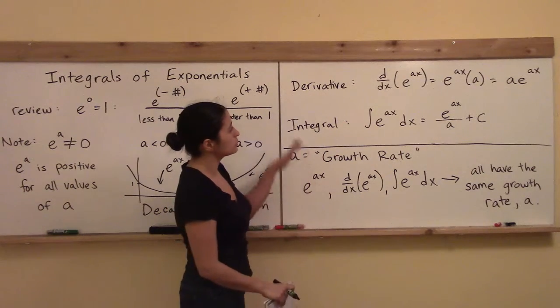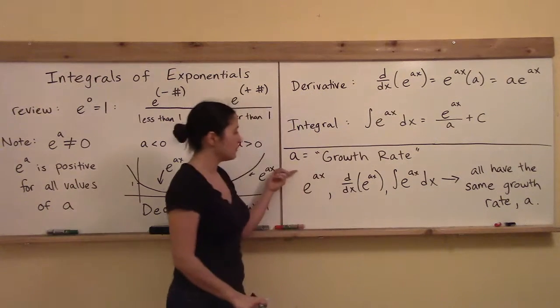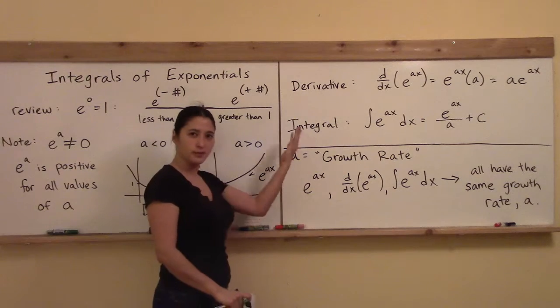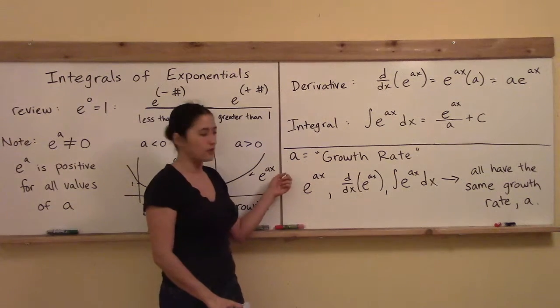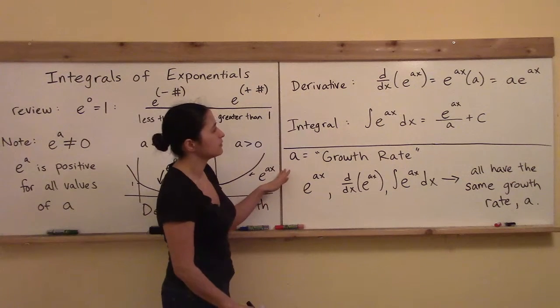Now let's go through this equation where in the exponent here we have a times x. Keep in mind that a is the growth rate. Remember, if a is positive, it will be going up. If a is negative, it's going to be decaying down. So whether a is positive or negative is pretty important. The value of a is very important.